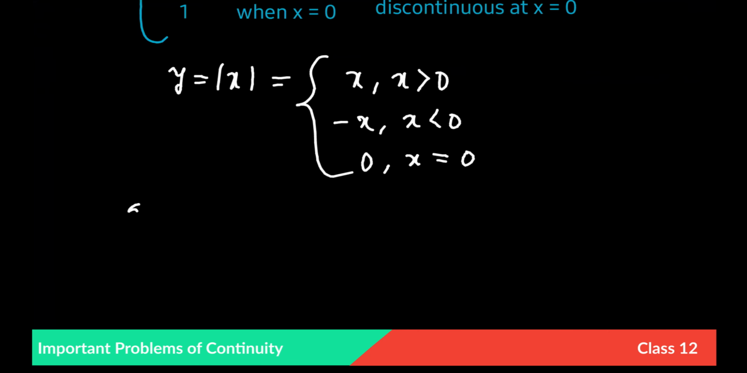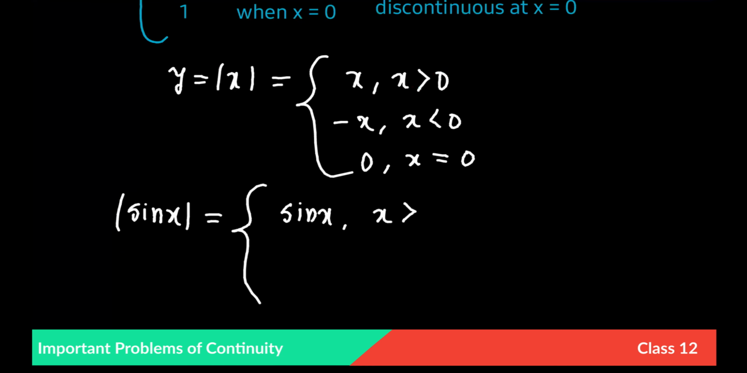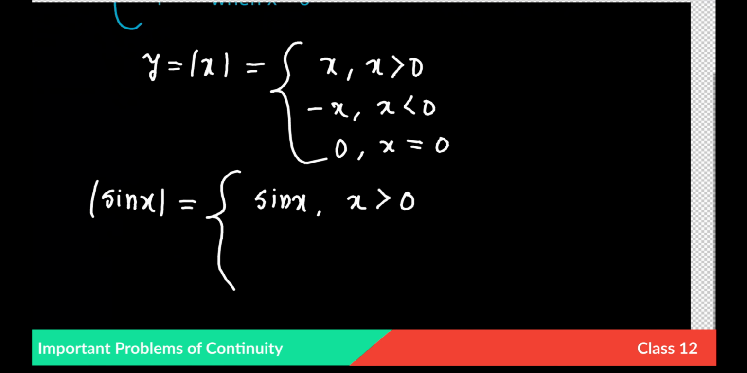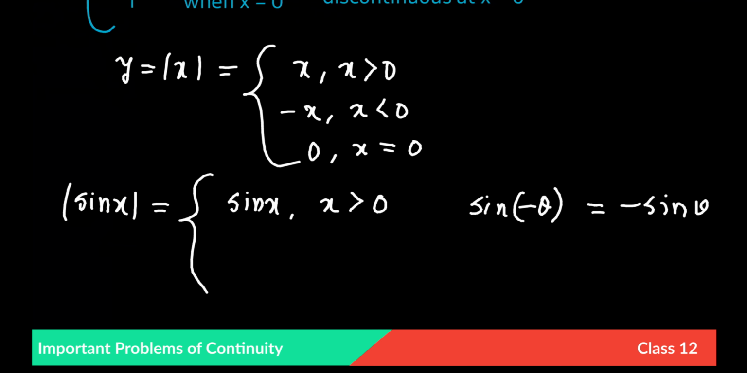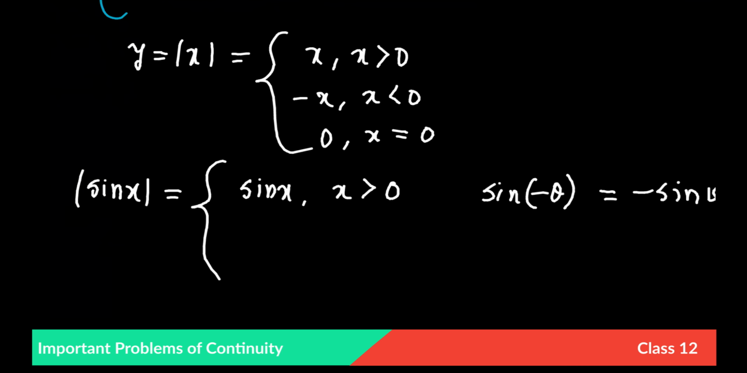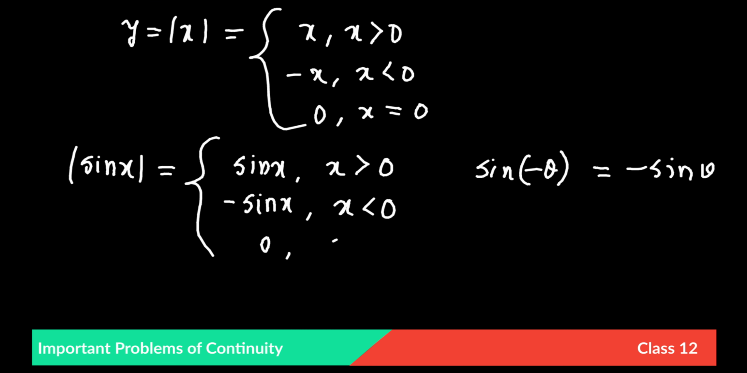So we can write that mod sin x is sin x when x is greater than 0. Because sine of anything negative, sine of minus theta, means minus sine theta. So mod of sin x is sin x when x is greater than 0, and minus sin x when x is less than 0, since sine of anything negative is minus sine. And it is 0 when x equals 0.